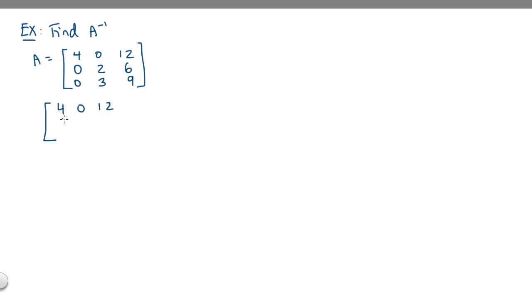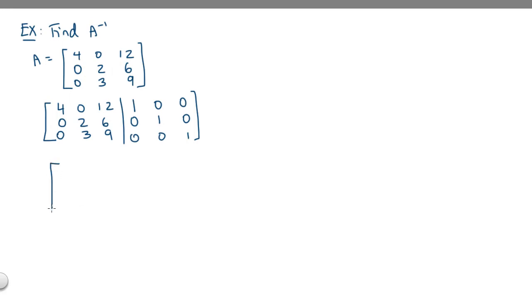Okay, let's try another example of finding A inverse. So same procedure as before, we're going to write out our matrix A. And before we do any operations on this matrix, we're going to write out the identity matrix right beside it, and we're going to try to do some row operations here to produce the identity matrix on the left.